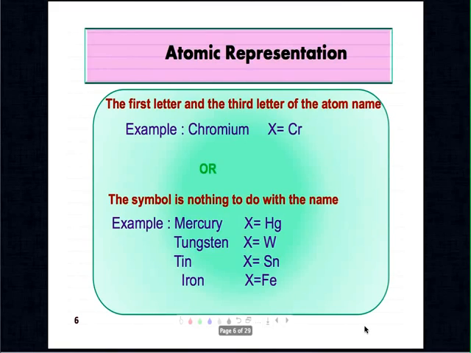Boron, B. Now for some of the elements in the periodic table, the symbol has nothing to do with the name. The examples are mercury, Hg, tungsten, W, tin, Sn, iron, Fe. Those are some of the exceptions, where the symbol is not the first letter, not the first two letters, and not the first and third letter.